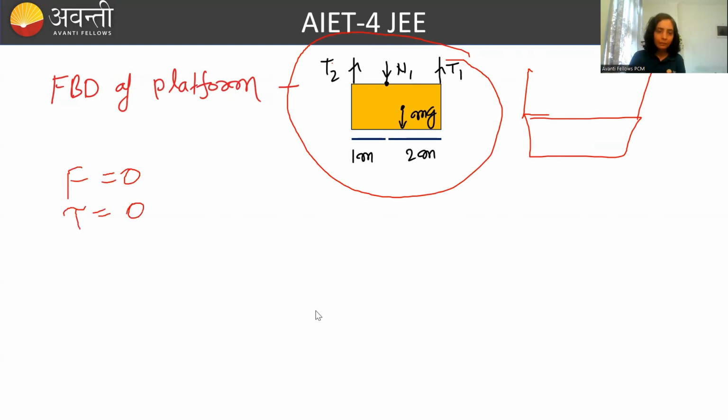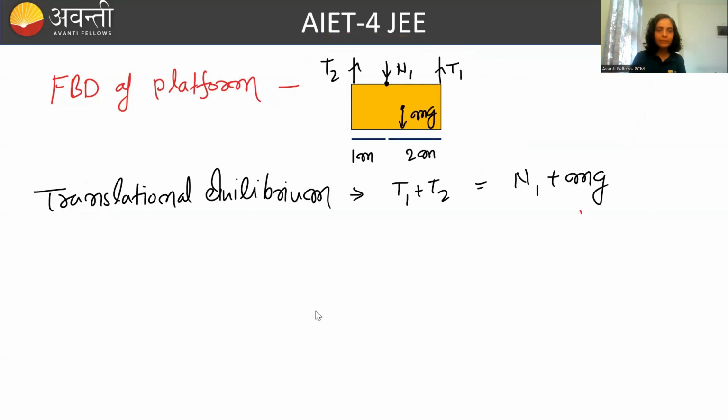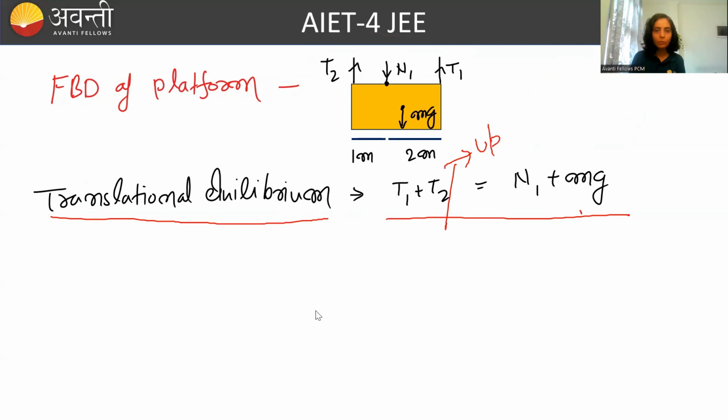Okay. Now how you can solve it? Just translational equilibrium के लिए net force zero होने चाहिए. So T1 plus T2 will be equal to N1 plus Mg. Total upward force equal to what? Total downward force. ठीक है? But we need to calculate relation between T1 and T2. But we have here four variables. You can see four variables are there.